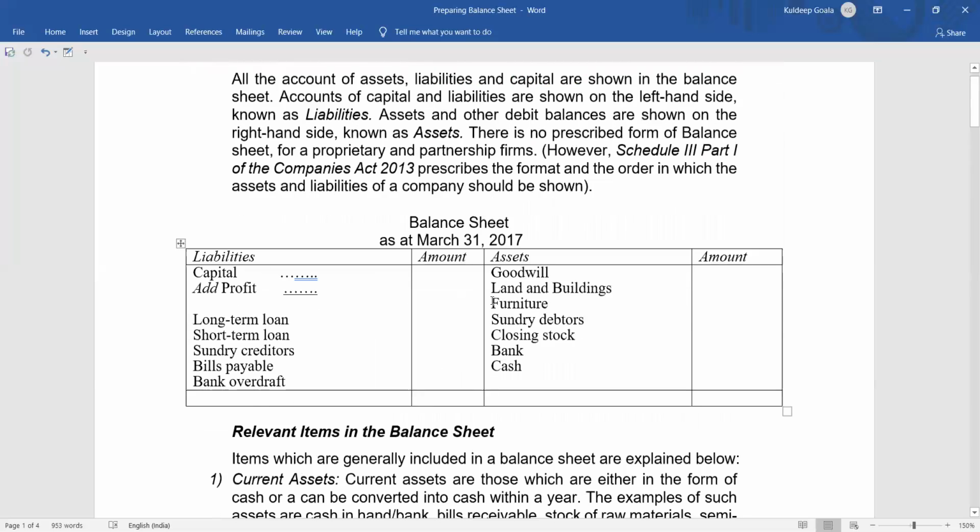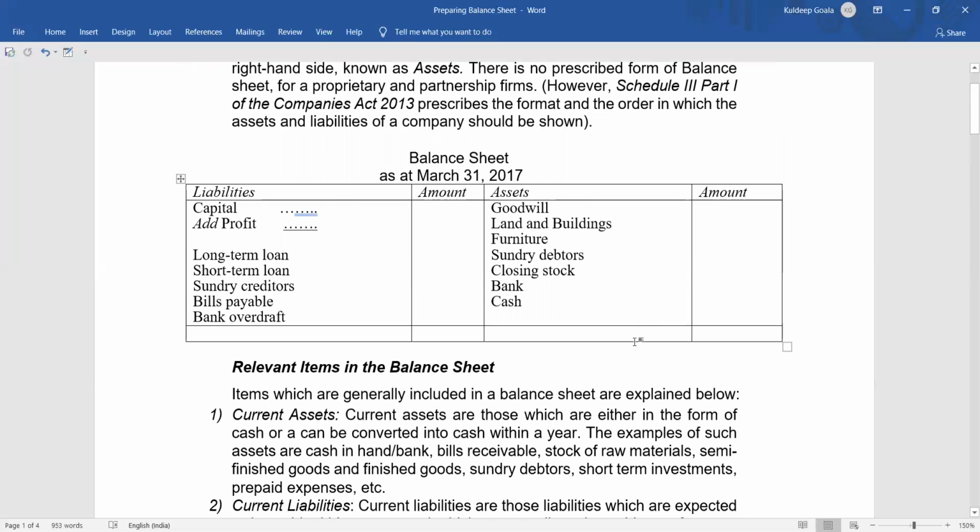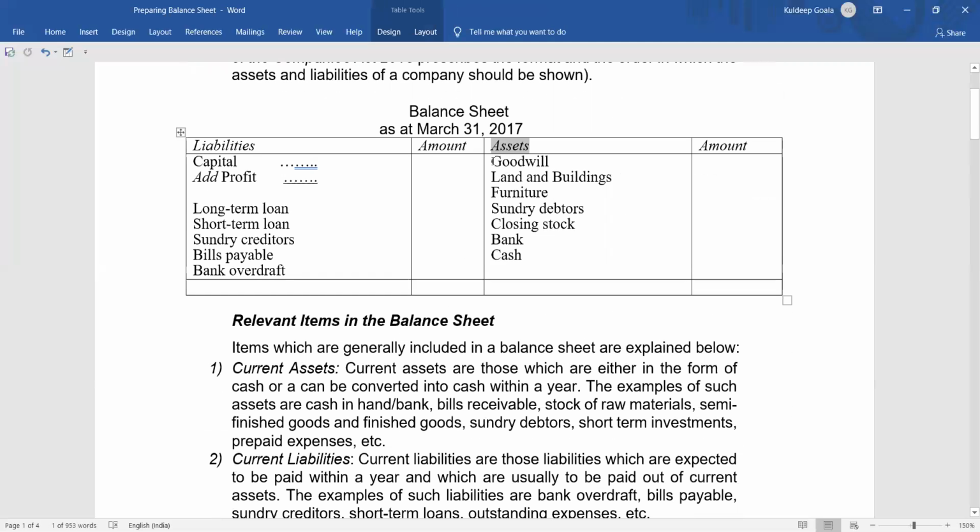Basically, a balance sheet can have some subheadings also. For example, if we take the asset side, there can be subheadings like, in the beginning, non-current assets.